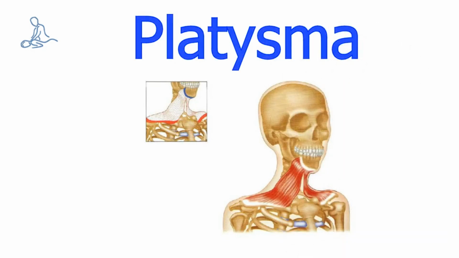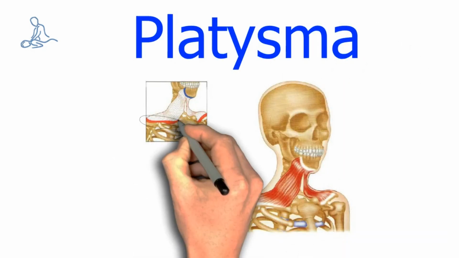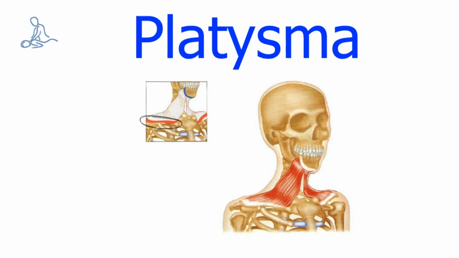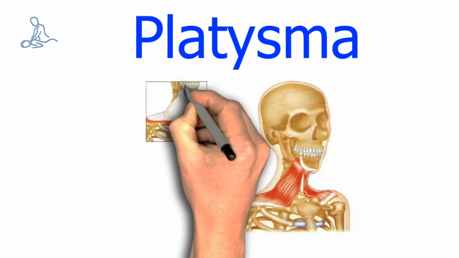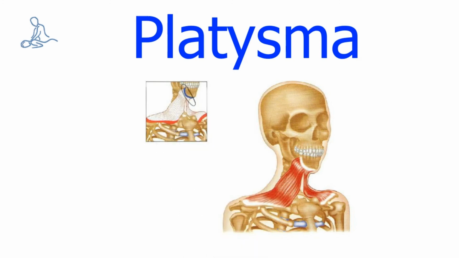Platysma. The origin of the platysma is the fascia over the pectoralis major and deltoid. The insertion of the platysma is the mandible and skin of the lower face. The action of the platysma is to depress the mandible, pull the corner of the mouth downwards, and draw the skin of the chest upwards. Platysma.